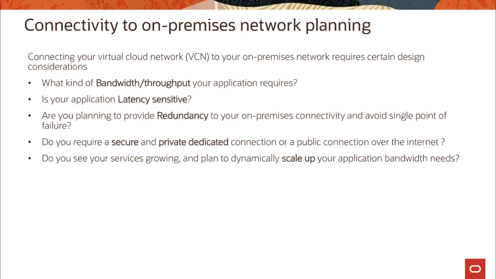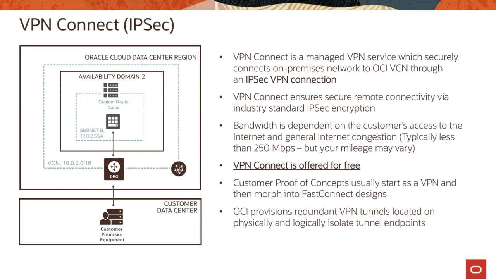So now that we have looked into the different models of connectivity options and also taken a look at some of the considerations that you need to make before you design your networking infrastructure, now let's talk about IPSec VPN on OCI. So IPSec VPN is a managed VPN service which securely connects your on-premise data center to the Oracle Cloud Infrastructure Virtual Cloud Network through an IPSec VPN connection.